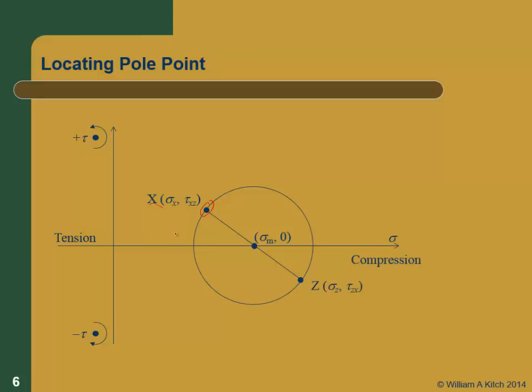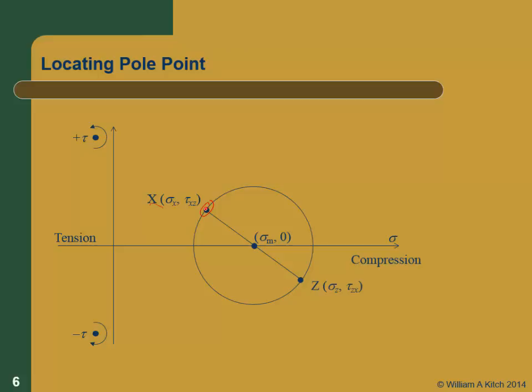The x plane. Okay? So if I was to draw a line from x parallel to the x plane, what would that line look like? If I started here, and I want to find the pole point, so what I want to do is draw a line from here parallel to the plane on which these stresses act. So which plane do the x stresses act?